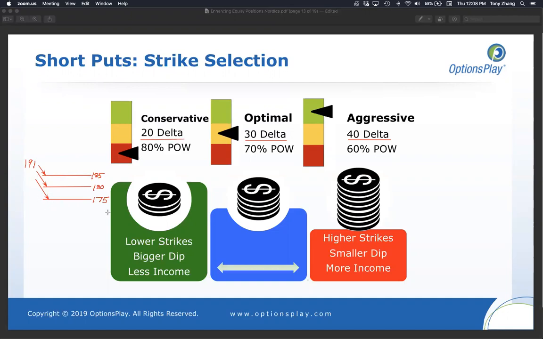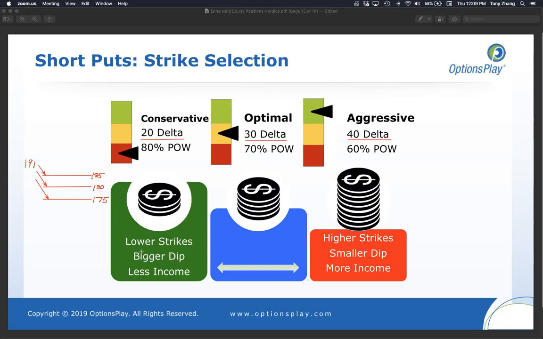The lower strike prices I choose, the less chance that I own the stock, the higher the chance that that put will simply just expire worthless. So that's what the 80% POW means. So 20 delta means there's a 20% chance of me owning the stock, or basically an 80% chance that I'll keep the income on the put and get to do it all over again. Versus a more aggressive one, I have a 40% chance of owning the stock, so only about a 60% chance that I keep the income from the put and sell another one.